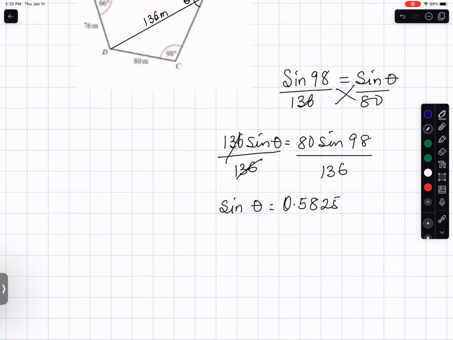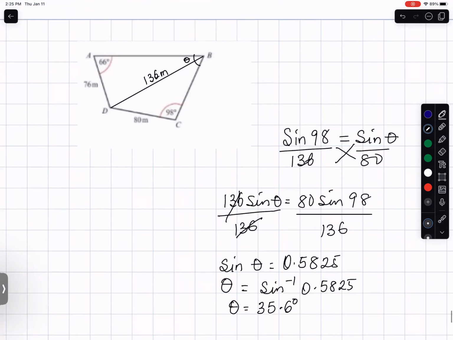So my theta will become sine inverse of 0.5825. So shift sine 0.5825 is 35.6. So my theta at that point is 35.6 degrees. So I have this angle here at 35.6 degrees. Having gotten this, we are looking for the second angle marked here.